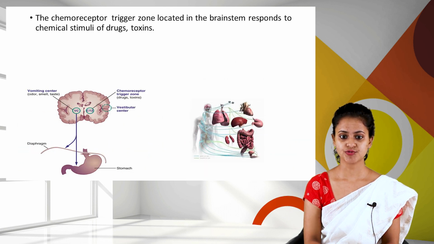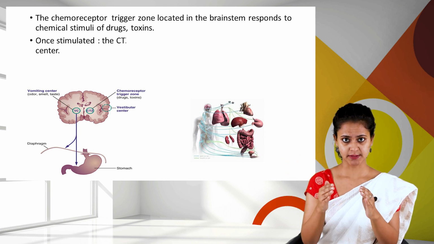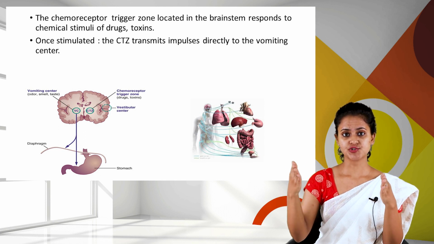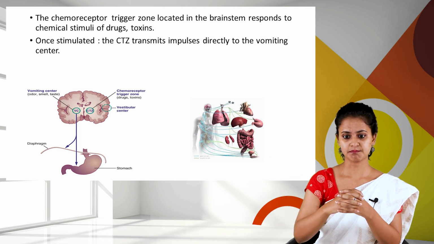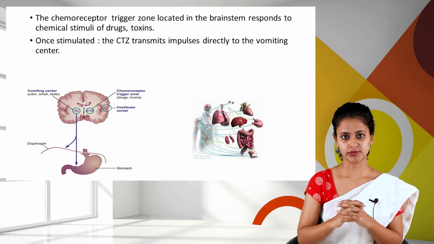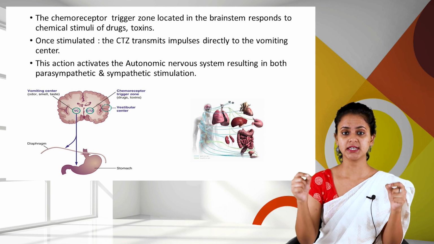Now, the chemoreceptor trigger zone, which is also located in the brain stem, will often respond to chemical stimuli. Basically, chemical stimuli like drugs, toxins, even labyrinthine stimulation. So all this chemical stimulation will be affecting this chemoreceptor trigger zone in the brainstem. So once these are stimulated due to the toxins and chemical stimuli, we are going to see this chemoreceptor trigger zone will be transmitting the impulses into the vomiting center again, where the vomiting reflexes will be induced for a particular individual.